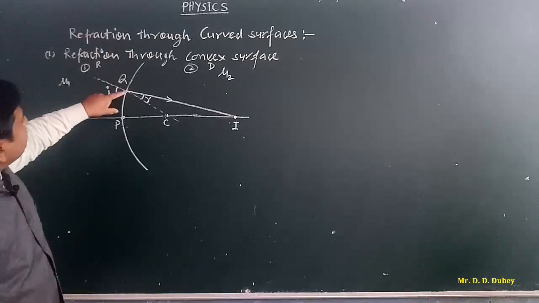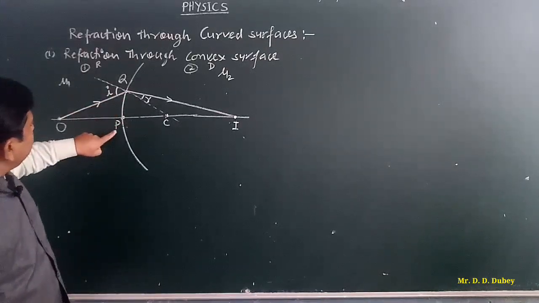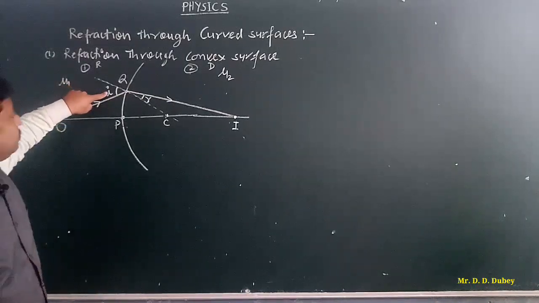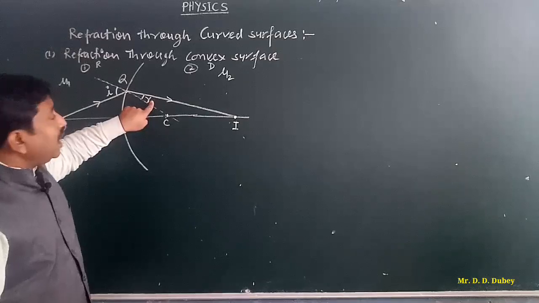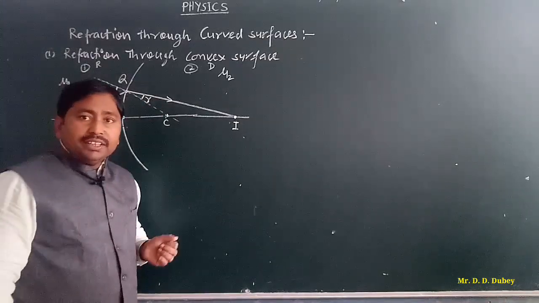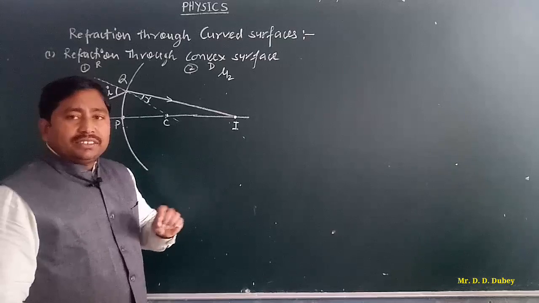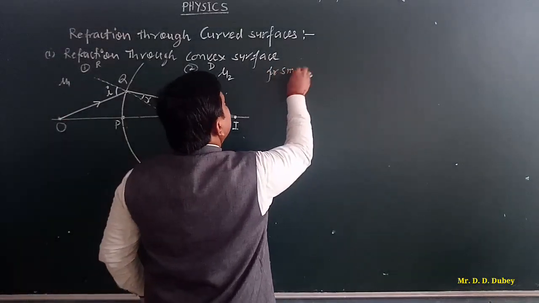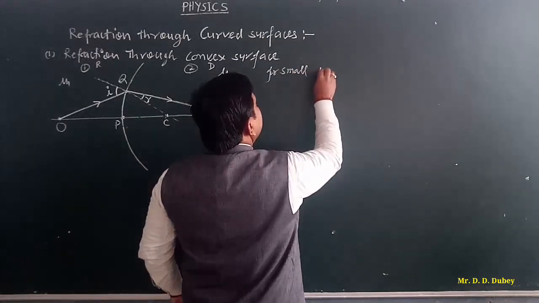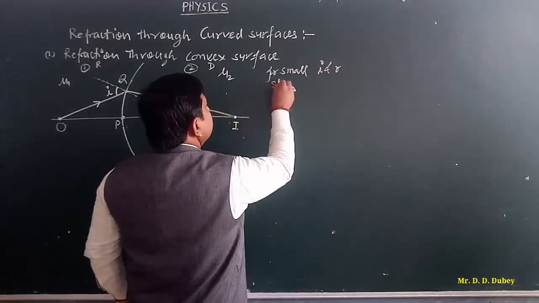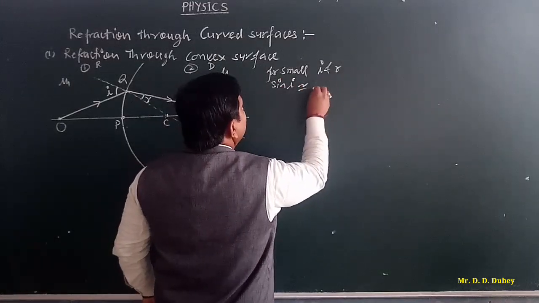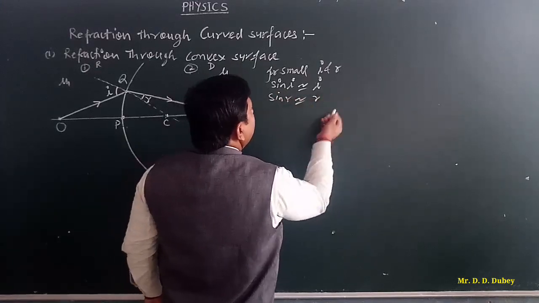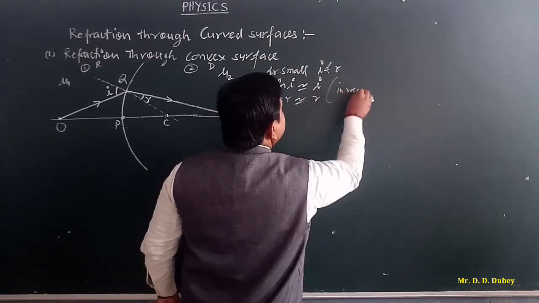If we take this point Q near P, then angle I can be taken as very small and R will also be small. As we know, for a small angle, sin I is nearly equal to I in radian. For small I and R, sin I is nearly equal to I in radian and sin R is nearly equal to R in radian.